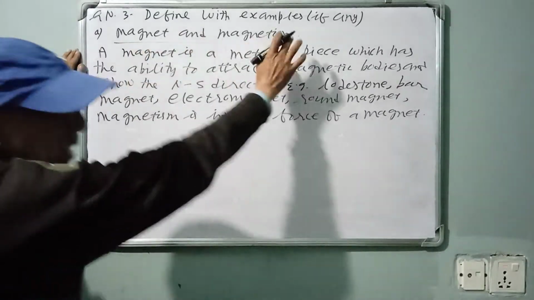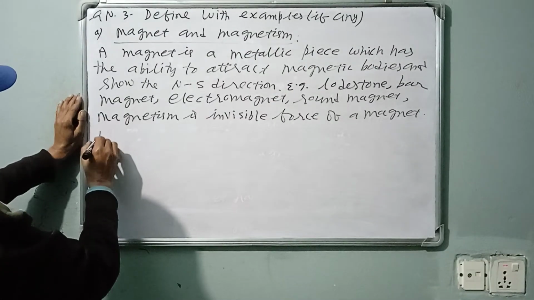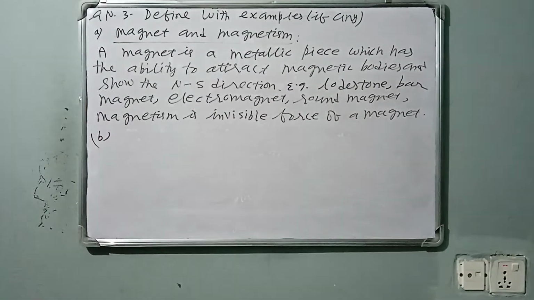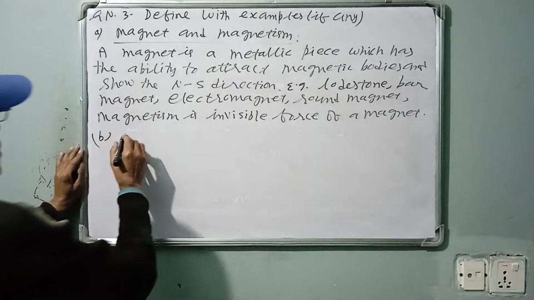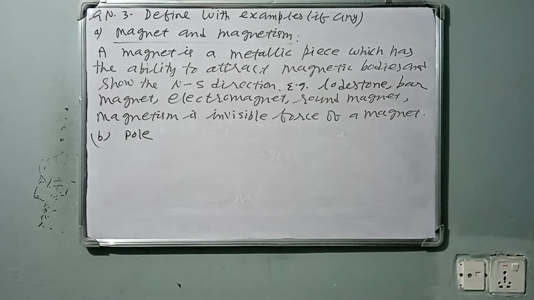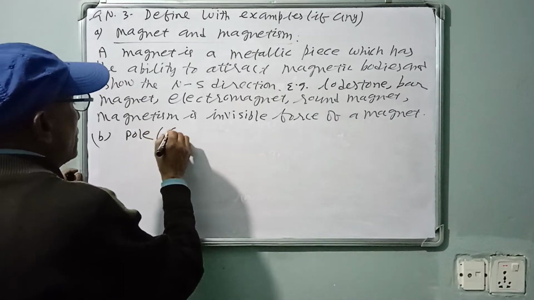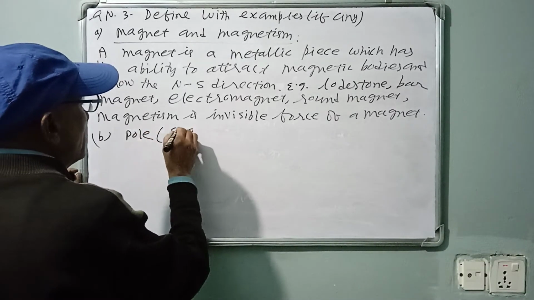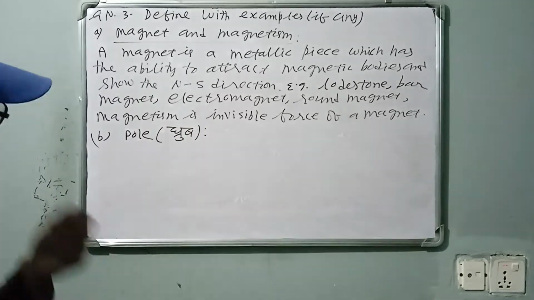A number, magnet and magnetism. B number is pole of a magnet. This is also very important thing. Magnetic bodies, non-magnetic bodies, pole. What is a pole? See.